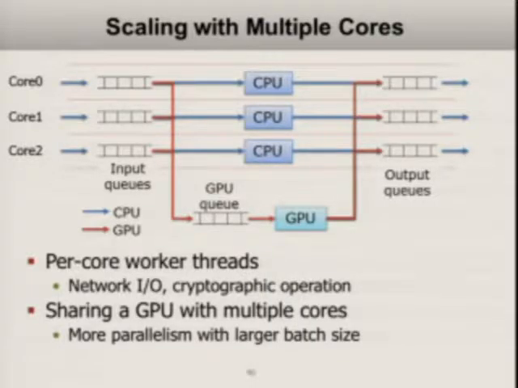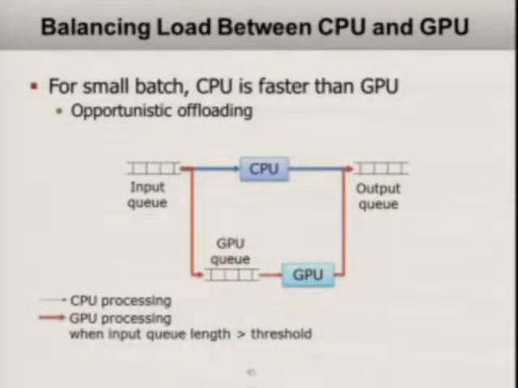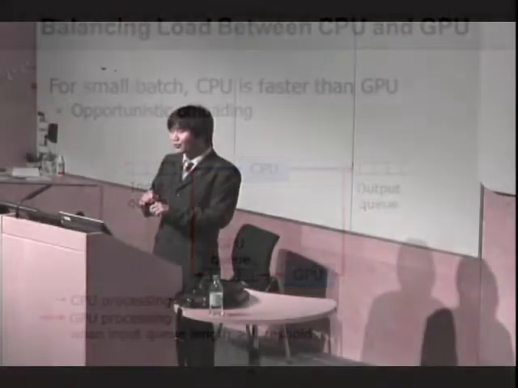I'm sorry, I forgot one thing here. The threshold is set to the point where the GPU starts performing faster than a single CPU core. So this way, the GPU will never perform worse than the CPU.